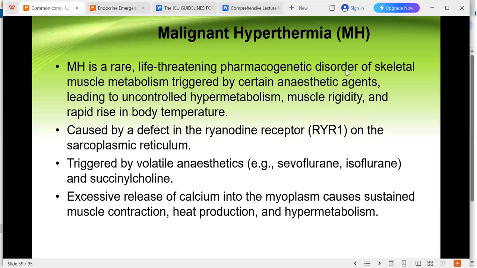I'll be interested. So malignant hyperthermia is caused by a defect in the ryanodine receptor on the sarcoplasmic reticulum. Certain volatile agents like sevoflurane, isoflurane, in combination with suxamethonium, trigger MH. Because of this defect, there's excessive release of calcium into the myoplasm, which leads to sustained muscle contraction, heat production, and hypermetabolism.